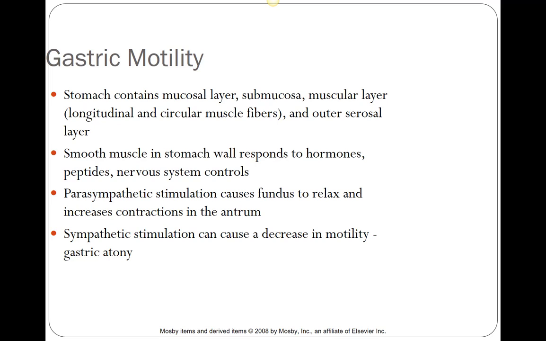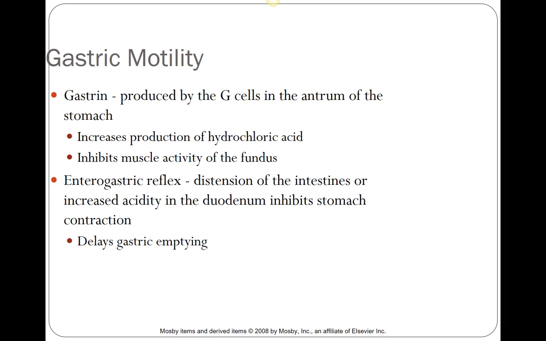The stomach has the mucosal layer, the submucosal, and the muscular layer, and also an outer serosal layer. There's smooth muscle that responds to hormones, peptides, and other nervous control like the vagus nerve. And then you have parasympathetic stimulation, which actually causes the fundus to relax. It increases the contractions in the pyloric antrum. Sympathetic stimulation actually stops all motility and stops the stomach from moving whatsoever.